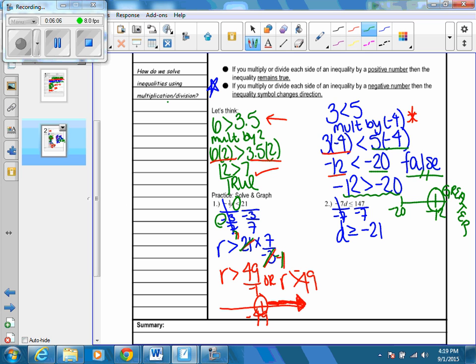And last but not least, let's look at the last problem. The last problem says negative 7d is less than or equal to 147. So I have to divide each side by negative 7. When I do that, since I'm dividing by a negative again, that sign is going to change. So d is going to be greater than or equal to negative 21.